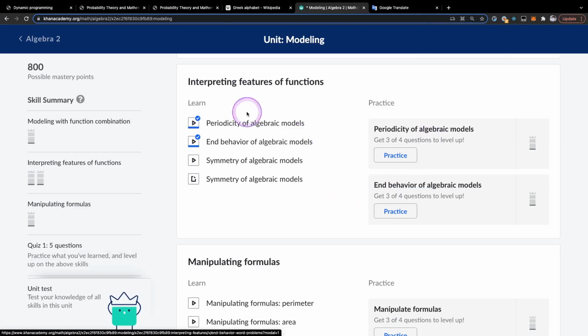Alright, if you look at those titles for each video, you see the first one they call periodicity of algebraic models, and the second one it's called end behavior of algebraic models. And for each title, it indeed indicates what he was trying to say. Okay, third one is symmetry of algebraic models.